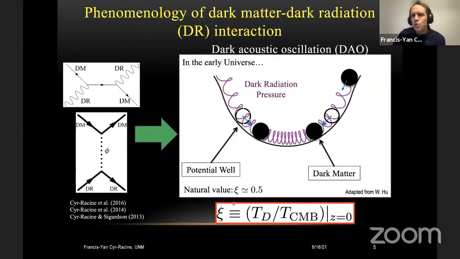Now, the important quantity that controls the amount of pressure that opposes this gravitational pull is basically the temperature of this dark radiation, whatever it might be.